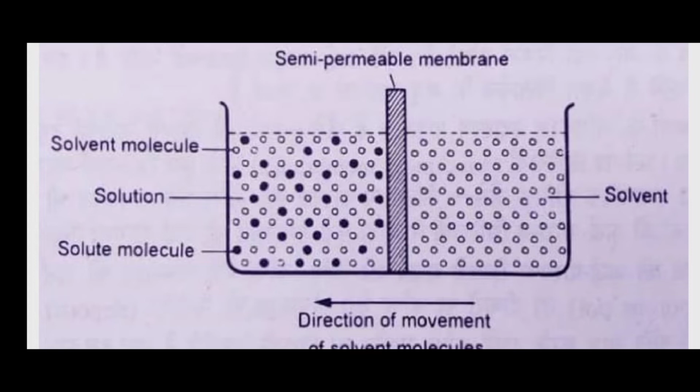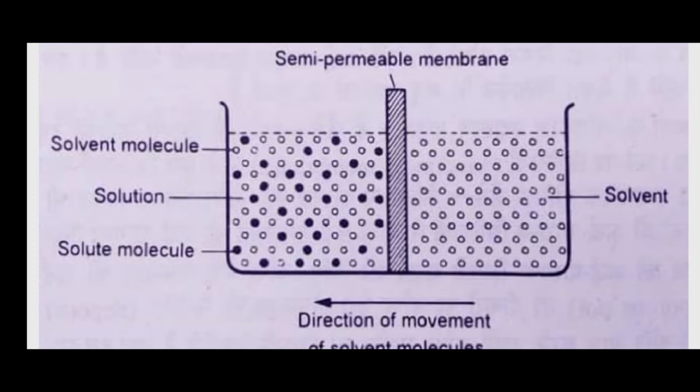In osmosis, there are always two solutions. One solution with a little amount of solute particles, and the other solution with higher solute particles than the solvent. Always the solvent is water. You can see the image, the left side solution and the other one, the right side solution, separated by the semi-permeable membrane.